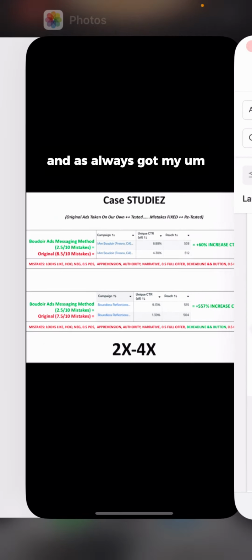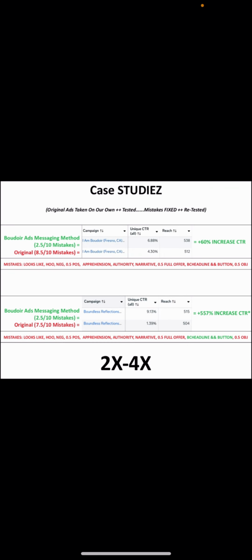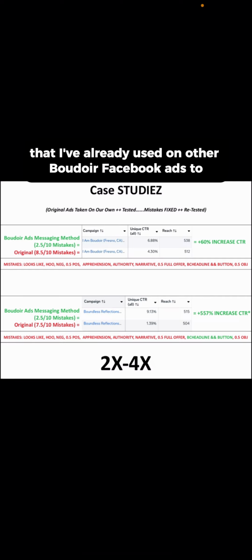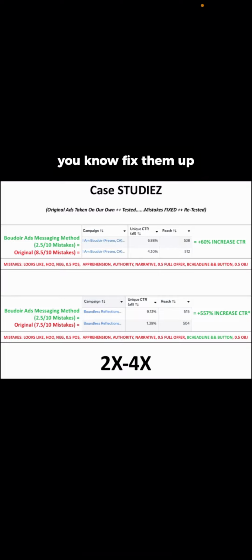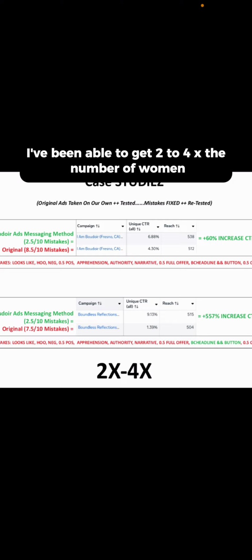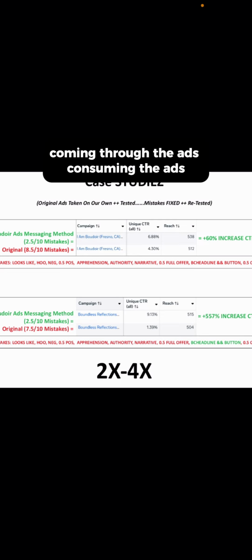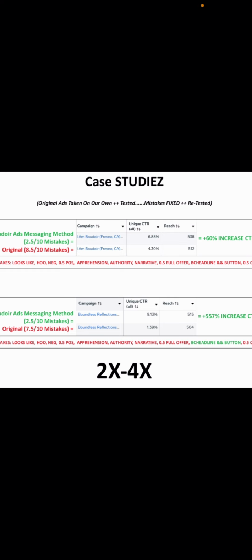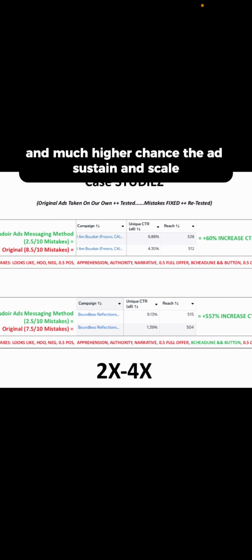And as always, I've got my 10 mistake framework that I've already used on other Boudoir Facebook ads to fix them up. On average, I've been able to get 2 to 4x the number of women coming through the ads, consuming the ad copy, getting pre-qualified, all for the same ad spend. A much higher chance the ads sustain and scale.